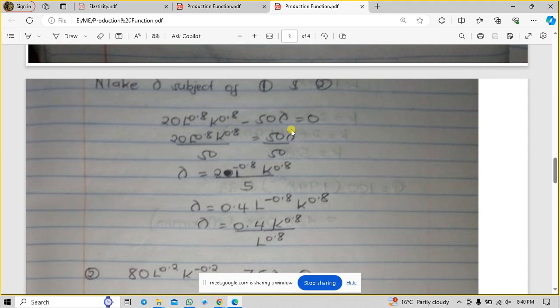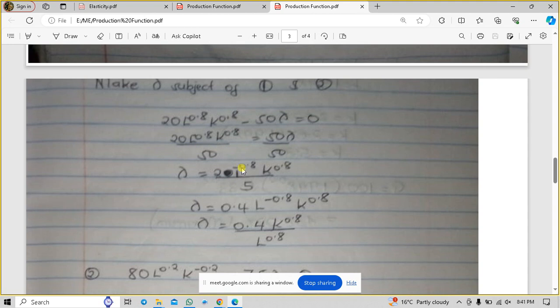Have you seen what you have done? The minus we have brought to this side, so when it comes to this side it becomes plus. So we have 50 mu. Then you divide both sides by 50. The 50 will cancel out with 50. 20 divided by 50, zero with zero, so we will have 2.